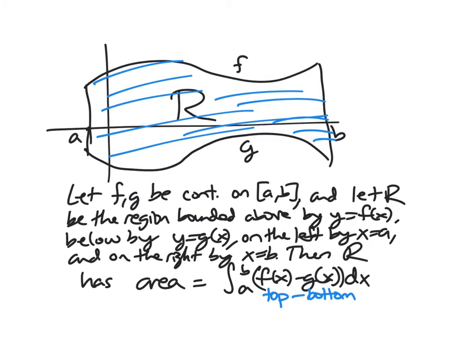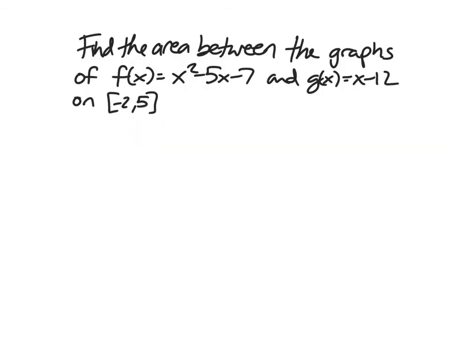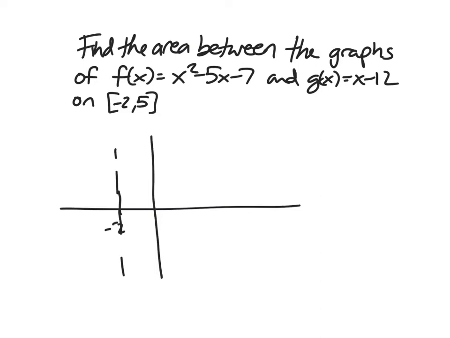Okay, so let's go ahead and look at an actual example with real functions here and not just pictures. So here are two actual functions. We've got f of x is x squared minus 5x minus 7, some parabola, and g of x is x minus 12, which is a line, and we want to find the area between them from -2 to 5. So first of all, we have a graph. We're looking at -2 over here, and we have 5 somewhere over here. And so we need to figure out what is on top and what is on bottom.